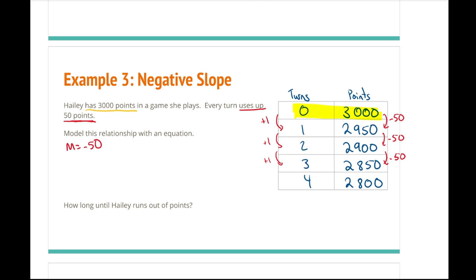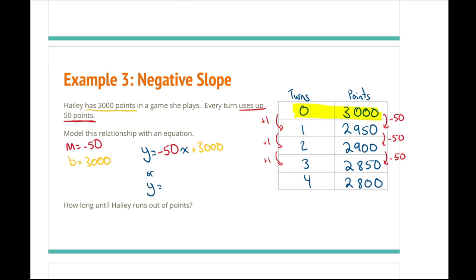Our b value, again, hopefully we can see that in our table. When x is 0, the y value is 3,000. So b is equal to 3,000. And we can also get that from the word scenario because we know we're starting with 3,000 points. That's our starting value. So in our equation, it should be y equals negative 50x for our multiplier and then plus 3,000.